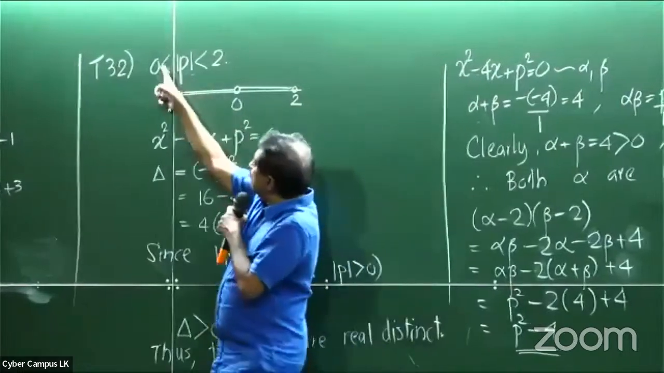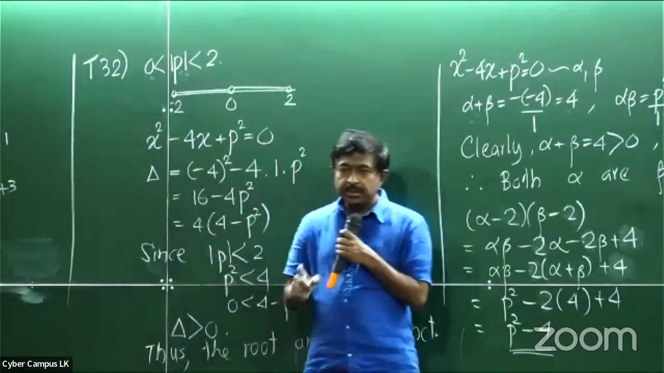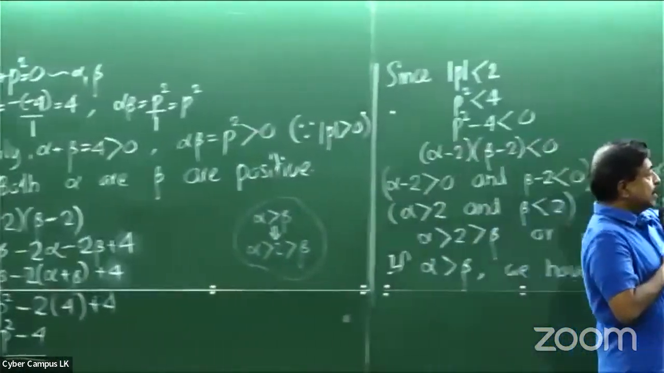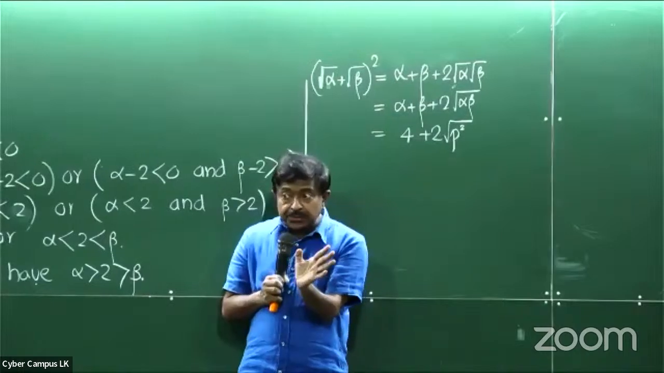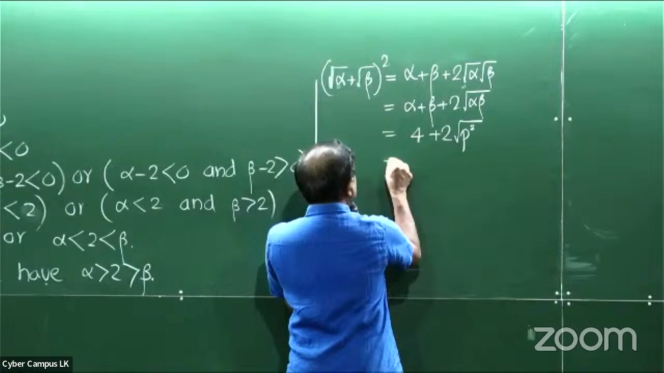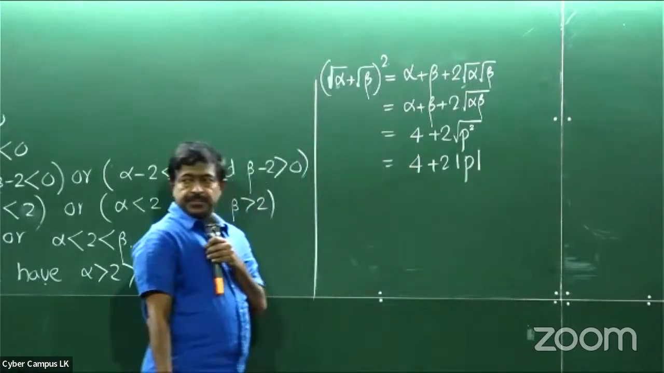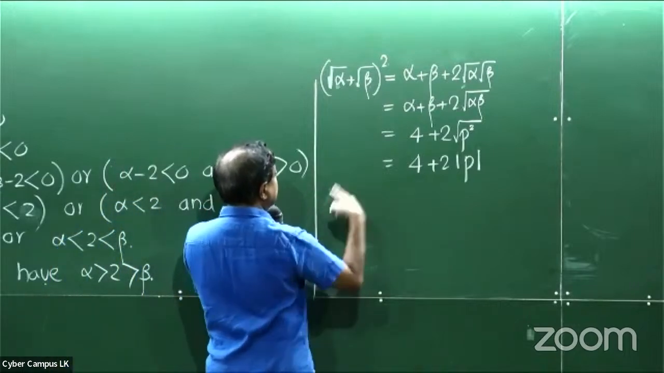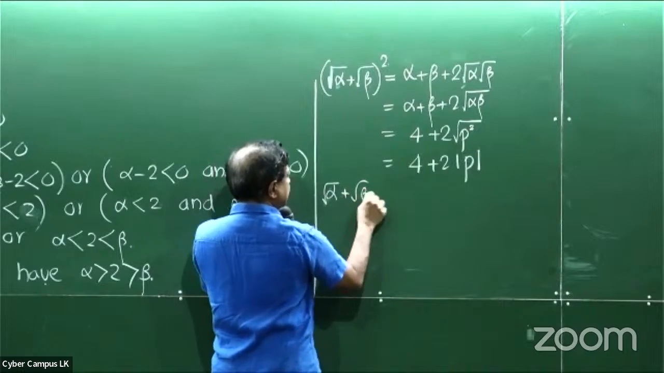If you have 0 less than p less than 2, then p is positive, and then the square root of p squared is p. But here p attains some negative values. Therefore, you cannot write it as p. Instead, you can write it as mod p. Similarly, hold on. Now we have to get the square root of alpha plus square root of beta.